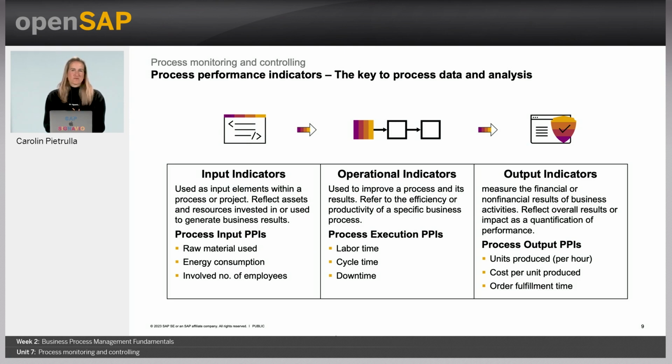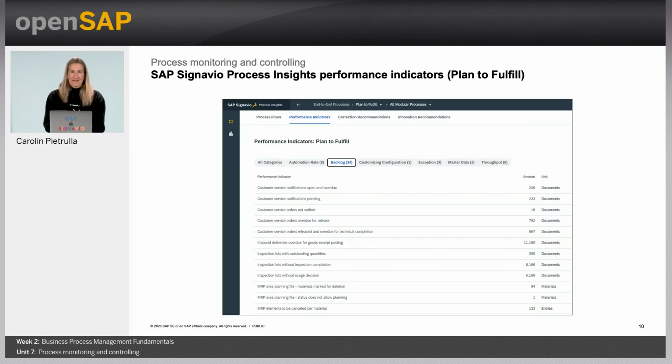Now, measuring process performance manually can create quite some effort. But let me show you how system-supported processes can be monitored. What I'm showing you here is a screenshot of a Process Insights report. Every line shows a process indicator for the performance of one specific process, in this case, plan to fulfill. Monitoring processes with dashboards and reports like this one allows you to react quickly and improve processes continuously.